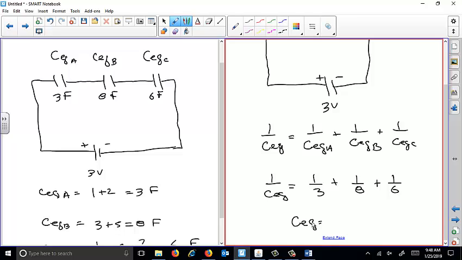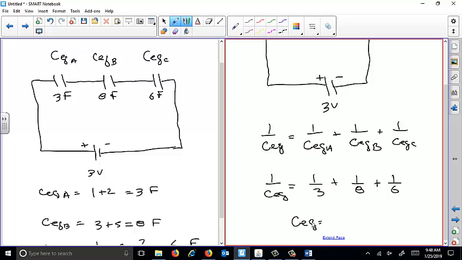And the thing about series capacitors is that the answer is always less than the smallest capacitor. So the smallest capacitor is 3 farads. So your answer should be less than 3 farads.